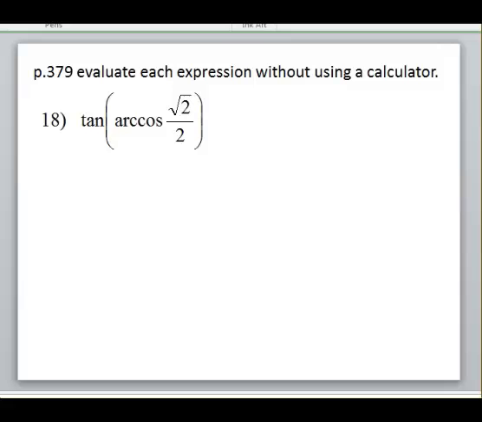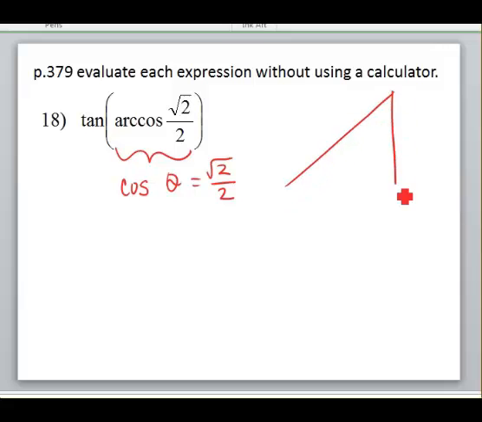Okay, this problem again we're going to evaluate without using a calculator. The way we're going to do that is using a triangle on these problems. So what I'm really saying to myself here in this first part is I'm asking, where is the cosine equal to square root of 2 over 2? So what I'm going to do is draw a triangle to do this, and I'll put theta here. And I know cosine is adjacent over hypotenuse. So I'm going to go adjacent side would be here, hypotenuse would be here.